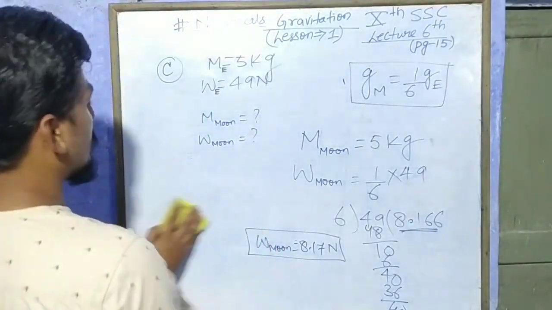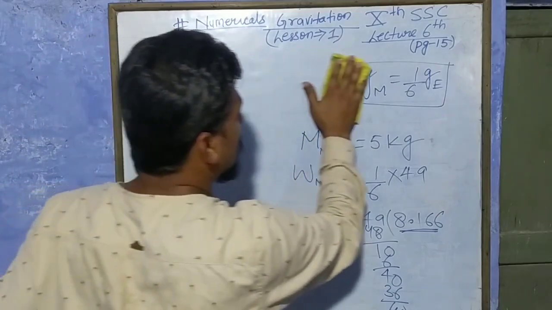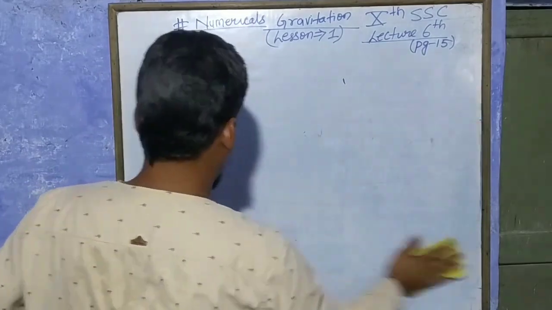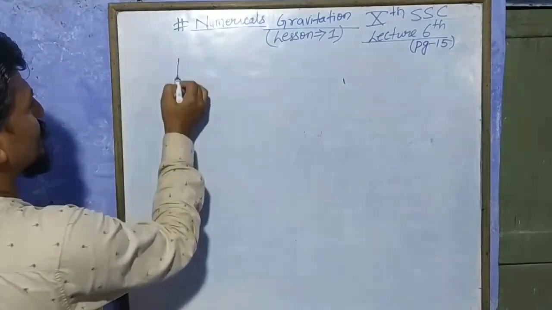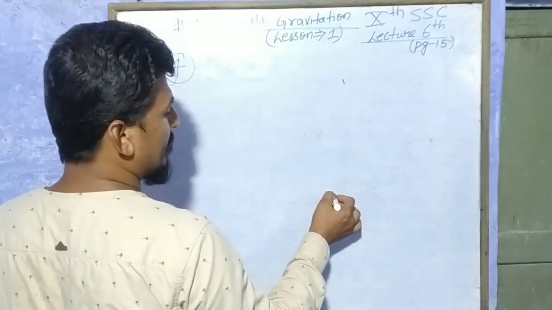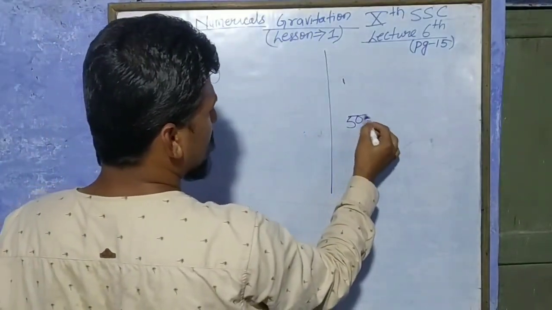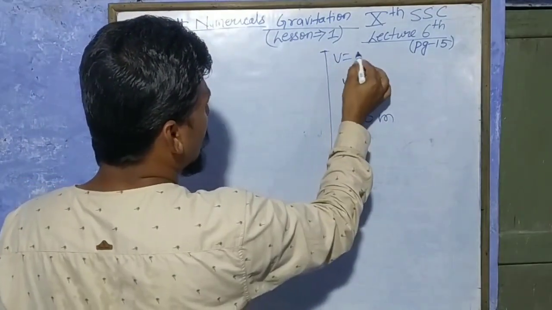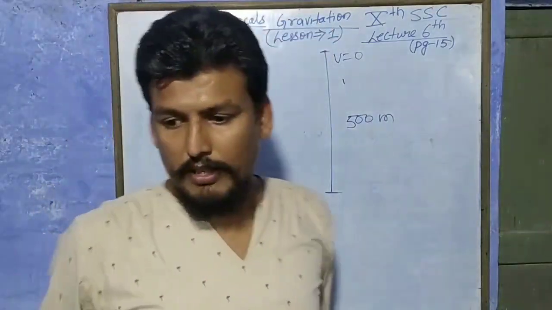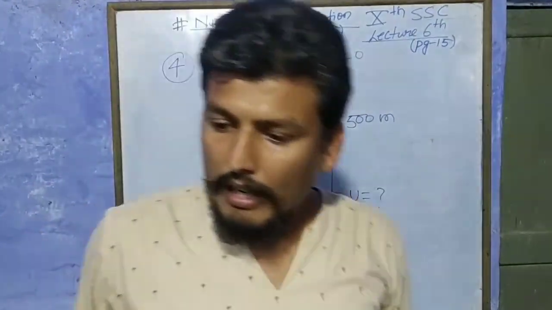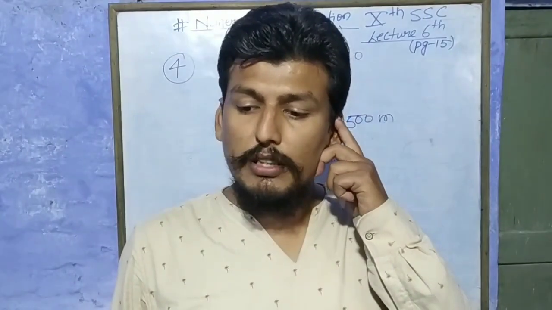Next we'll discuss question number 4. Question number 4: an object thrown vertically upward reaches a height of 500 meter. Here the final velocity will become 0, since the ball stops here. What was the initial velocity? You have to find the value of U, the initial velocity. And how long will the object take to come back to the earth?